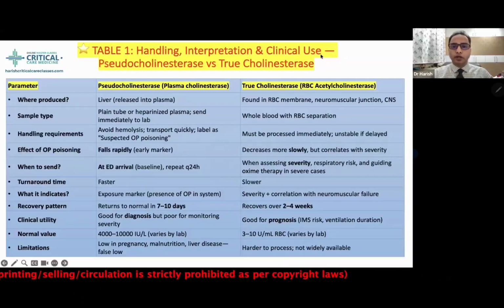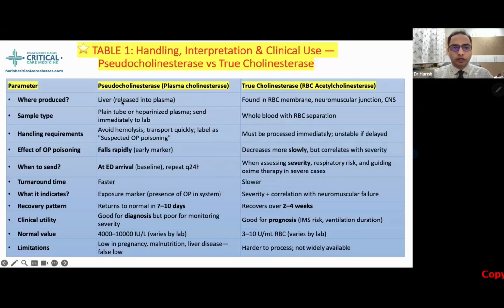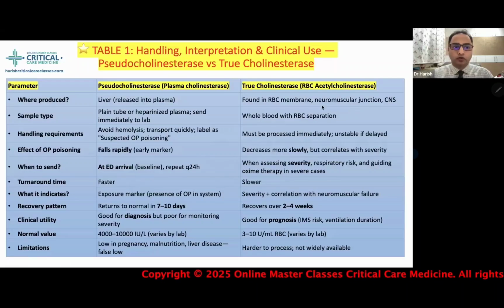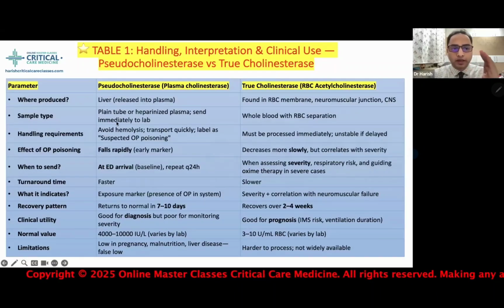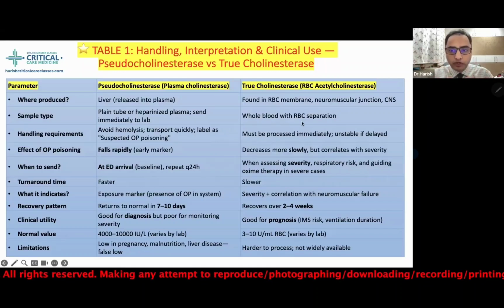So, handling, interpretation and clinical use of pseudocholinesterase versus true cholinesterase. Pseudocholinesterase is also called plasma cholinesterase. True cholinesterase is also called RBC acetylcholinesterase. Where is it produced? Pseudocholinesterase is produced in the liver and released into plasma. True cholinesterase is found in the RBC membrane, neuromuscular junction, and the CNS. For sample type, pseudocholinesterase is sent in a plain tube or heparinized plasma, sent immediately to the lab. True cholinesterase needs whole blood with RBC suppression.